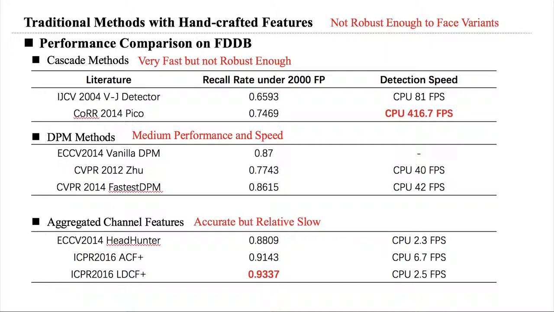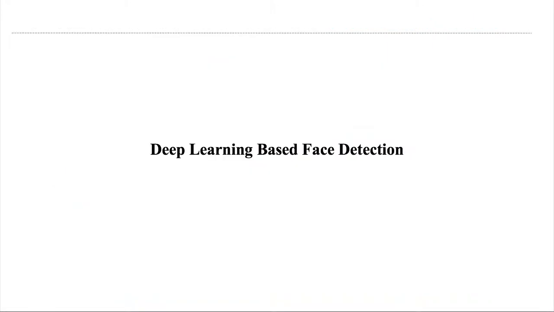For the aggregated channel features, since it is more like integrating different channels of handcrafted features, usually it will get better performance. Actually, it obtains the best performance among all the traditional methods. The winner of the FDDB comes to the LDCF in 2016. Not surprisingly, the detection speed decreases as the feature number increases. So the traditional methods are fast, but maybe not robust enough on large face and environment variance.